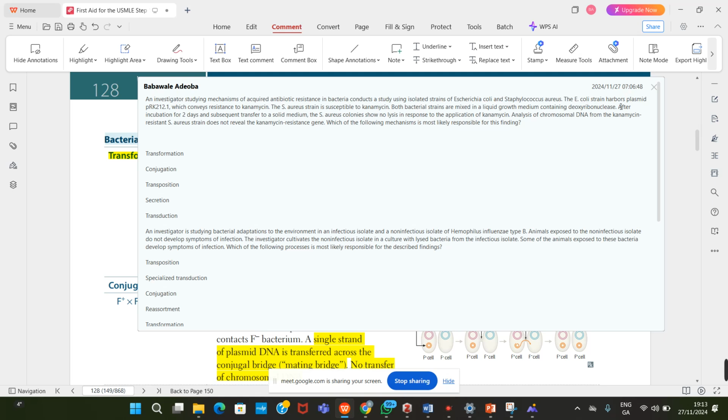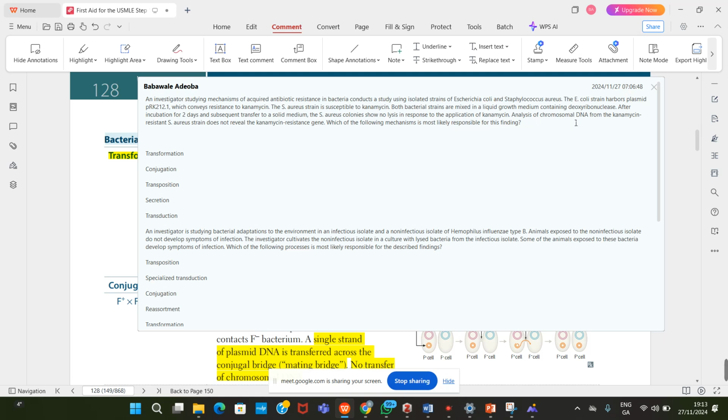The E. coli strain harbors a plasmid that conveys resistance to kanamycin. The Staph aureus strain is susceptible to kanamycin. Both bacterial strains are mixed in a liquid growth medium containing deoxyribonuclease. After incubation for 2 days and subsequent transfer to a solid medium, the Staph aureus colonies show no lysis in response to application of kanamycin. So that means that they are now kanamycin resistant.